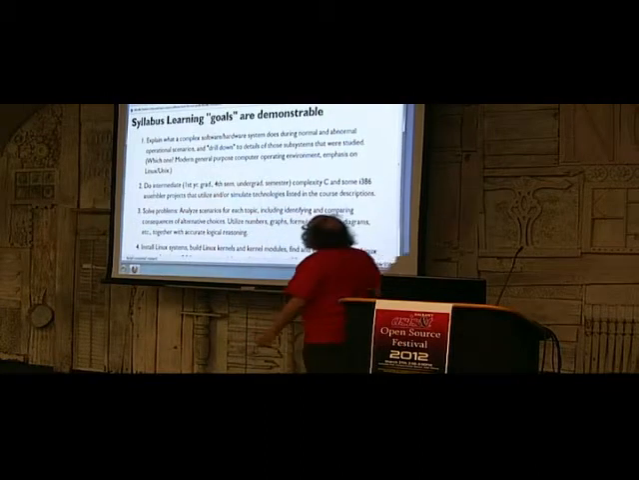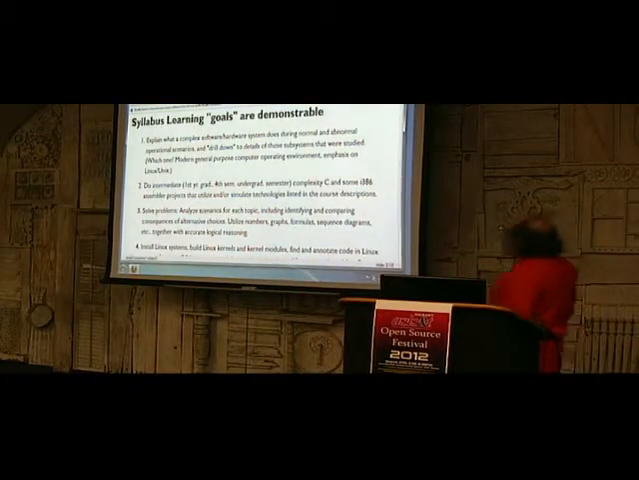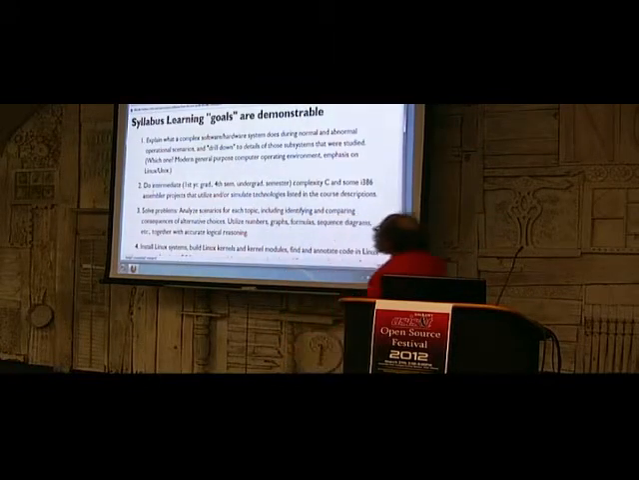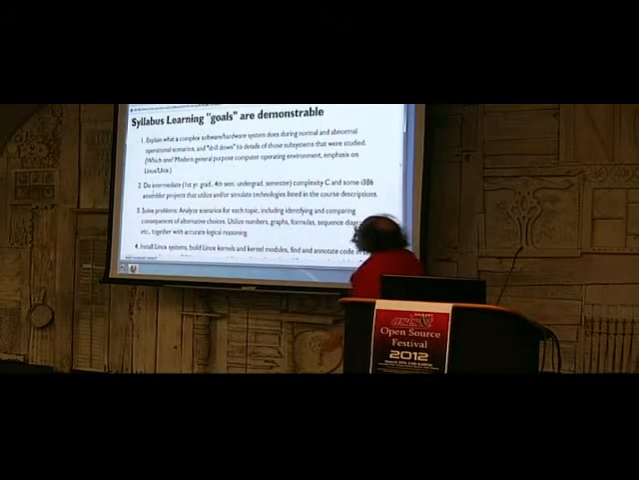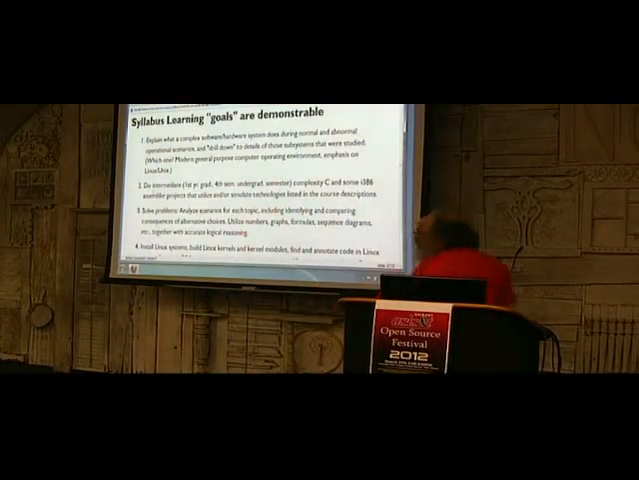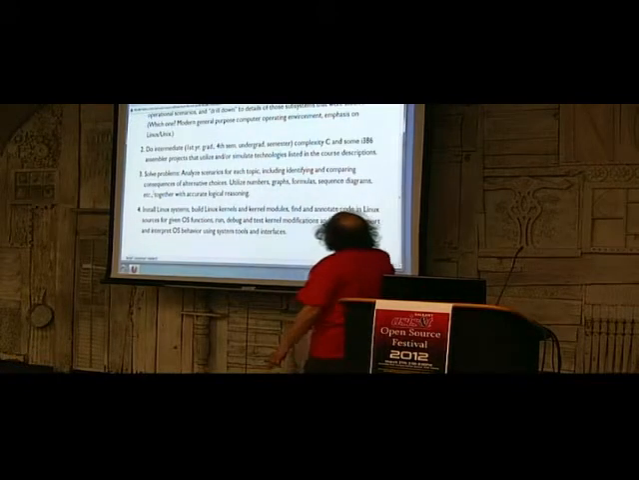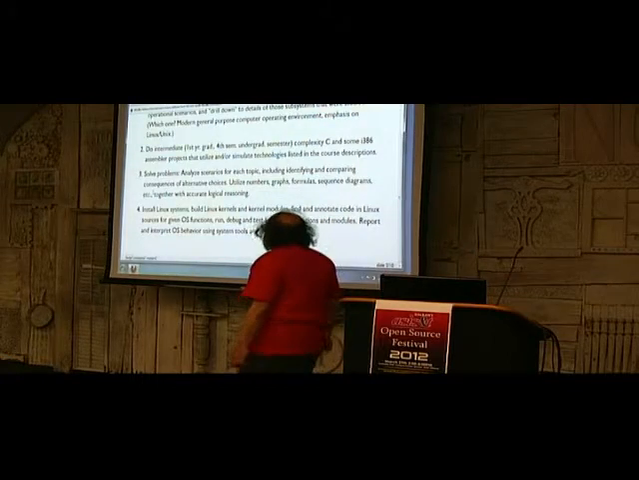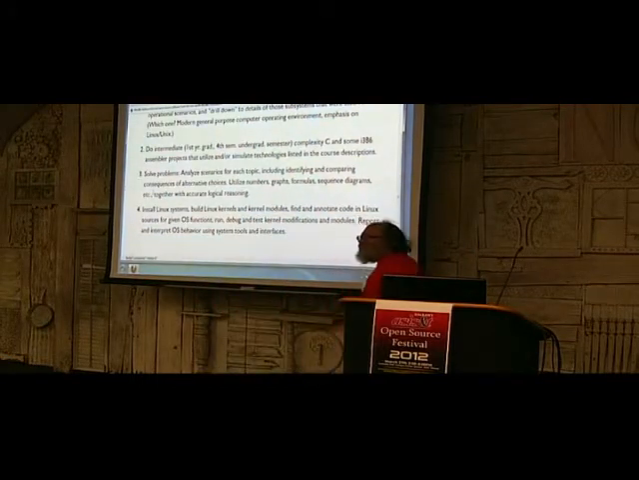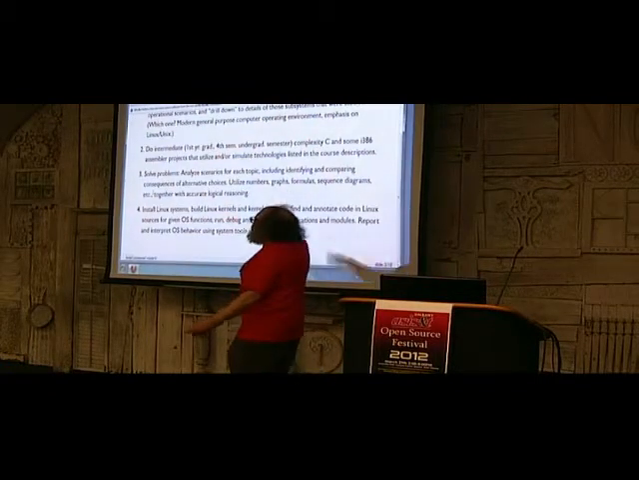Second learning goal is to do intermediate complexity C and some Intel assembly projects that utilize or simulate the technologies in the subject. Okay. Third skill we aspire to leave the students with when they successfully complete the course is to solve problems. Problems in the form to analyze a scenario typical of each topic. That includes identifying and comparing sequences of alternative choices. Utilize numbers, graphs, formulas, sequence diagrams, etc., together with accurate logical reasoning. Anything you would expect college graduates to do. That's what you like to do.